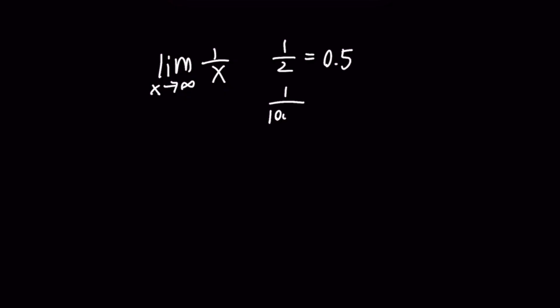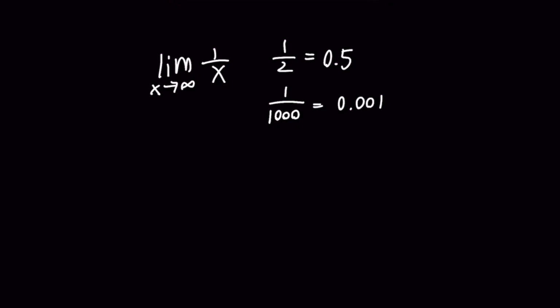Let's say that we have the limit of 1 over x as x approaches infinity. So as x approaches infinity, x is going to get larger and larger and larger. So as the denominator of a number gets larger and larger, the actual number is going to get smaller and smaller. So let's say 1 over 2 is only equal to 0.5. But if you were to do 1 over 1,000, that's equal to 0.001.